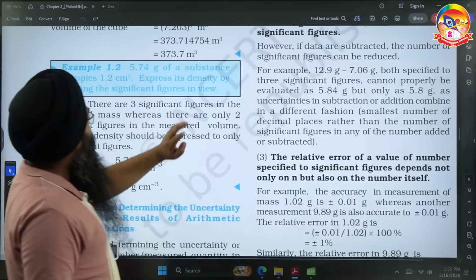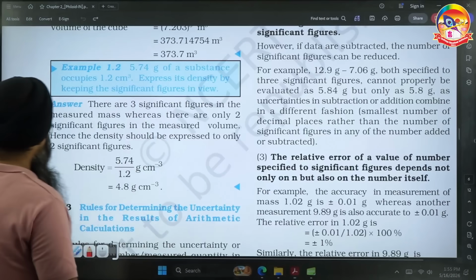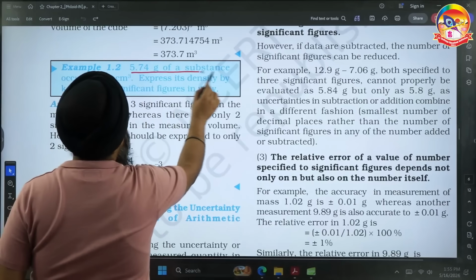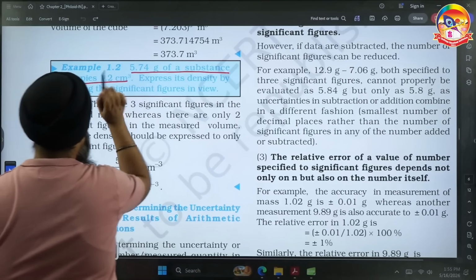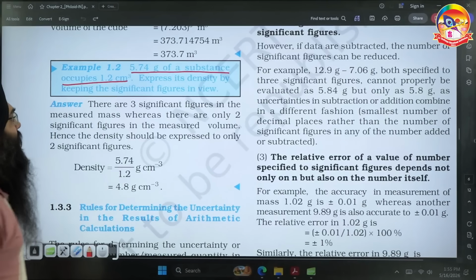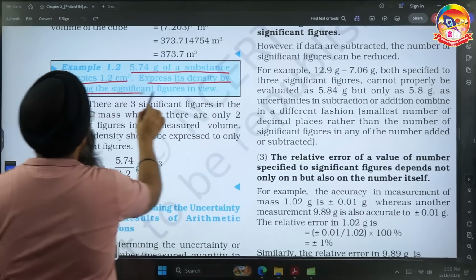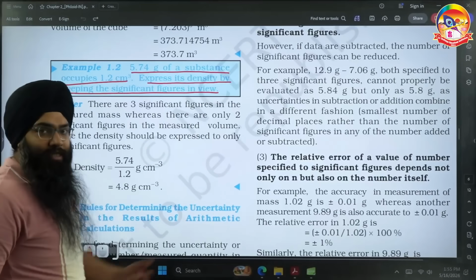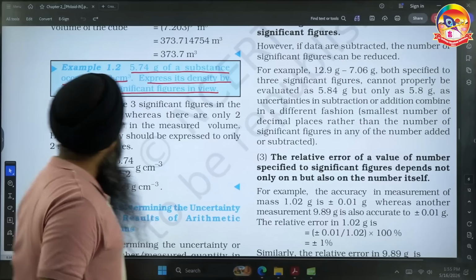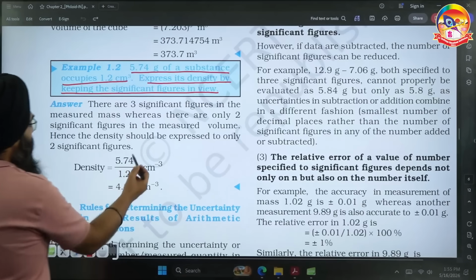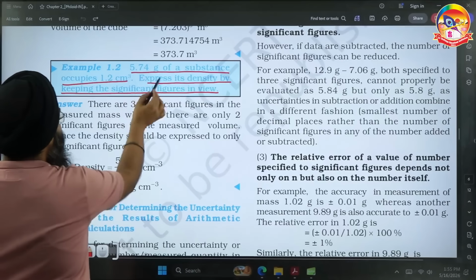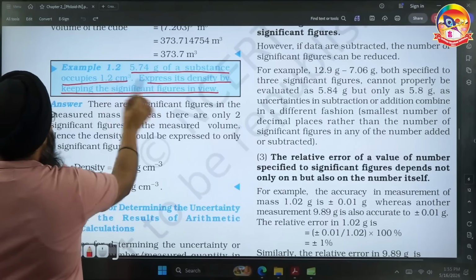Again, this question can be done by you. 5.74 gram of a substance occupies 1.2 centimeter cube. They are asking you to express its density by keeping the significant figures in view. Density is mass upon volume. Let's do the question. Mass is 5.74 gram and volume is given as 1.2.